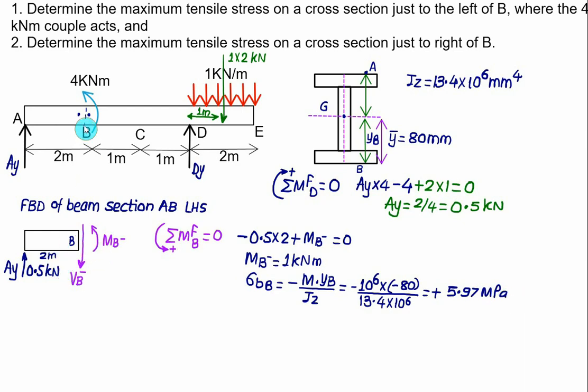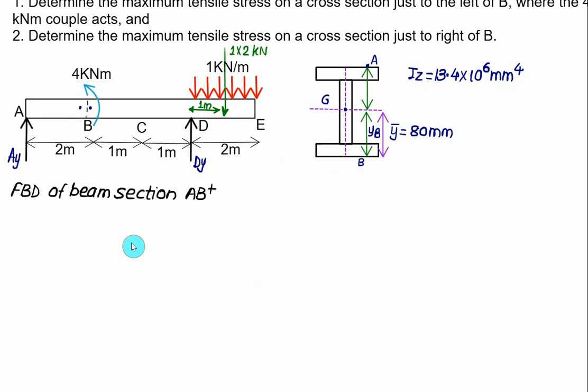Now we'll consider the right hand side. In that case the additional value of 4 kilonewton meter will come, but will come in anti-clockwise sense. So in the second part we'll consider AB plus, meaning we have to include the additional load equal to 4 kilonewton meter. So let's mark the point A and point B. Point B plus means we are on the right hand side. At point A we have vertical reaction A_Y, and this reaction is equal to 0.5 kilonewton. Already we have done this. The distance AB is equal to 2 meter.